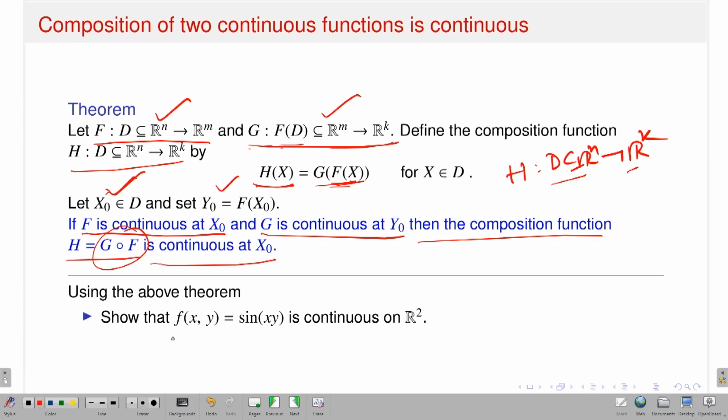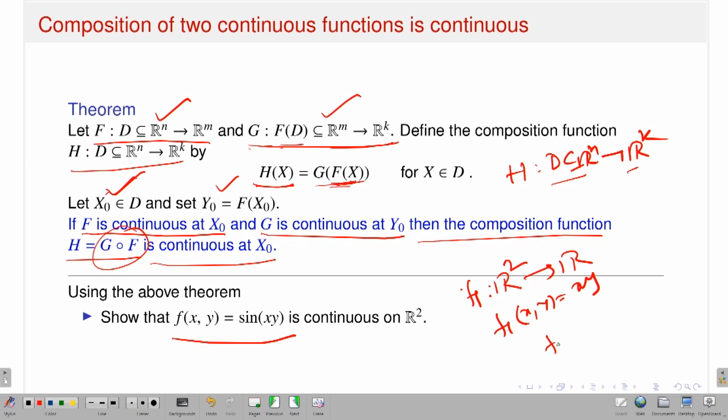Using that theorem, I can say that the function f of xy, which is sine of xy, is also a continuous function. Why? I can show that this is nothing but a composition of two nice, continuous functions, and therefore this function is continuous. So define f1 from R2 to R, f1 of xy, which is nothing but xy, the product function.